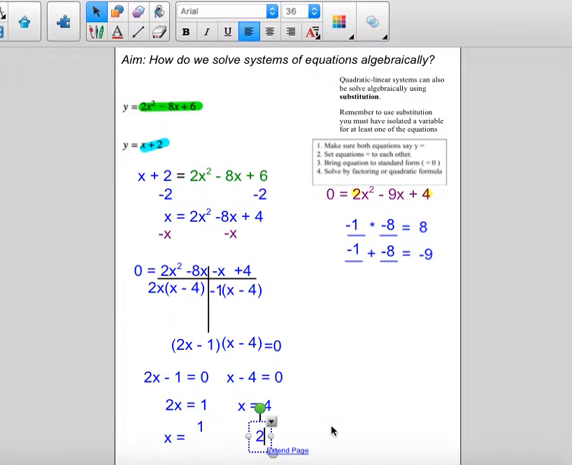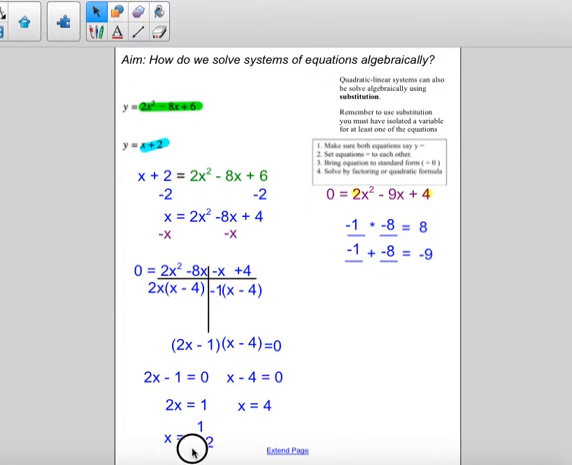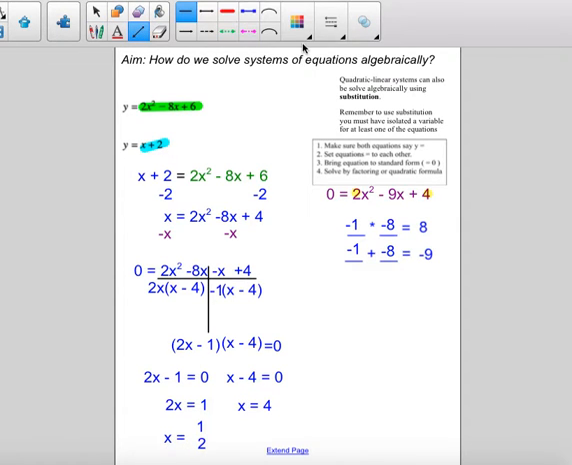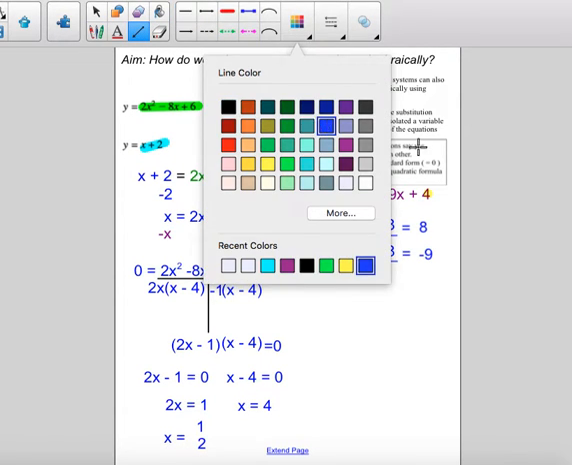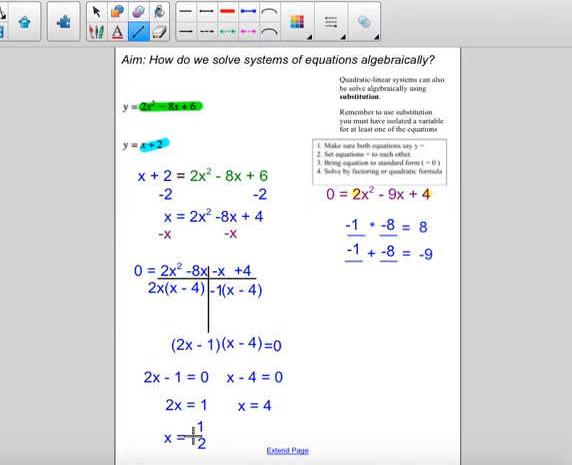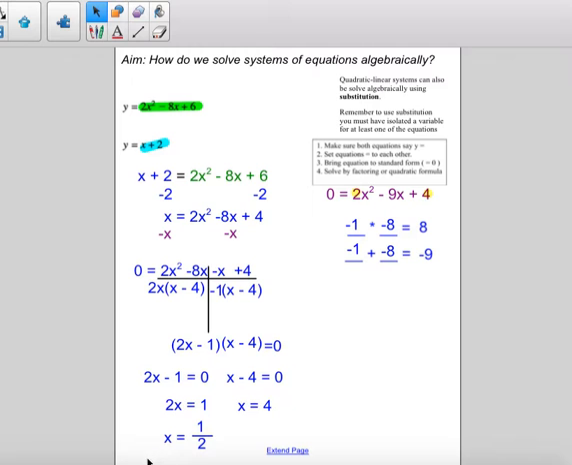Did I do it? Did I solve this system of equations? Not yet. Don't forget that every solution to a system of equations has to involve both an x and a y value. In order to find the y value that goes with this x equals 1/2, we can take that x value of 1/2 and plug it back into our original equations. Between these two equations, it's definitely easier to plug into y equals x plus 2.